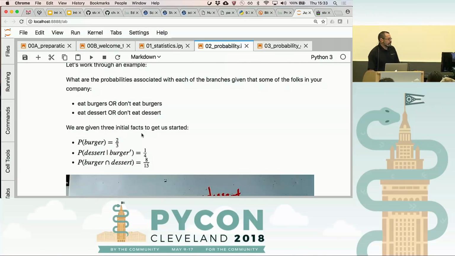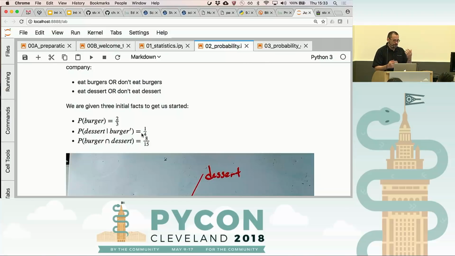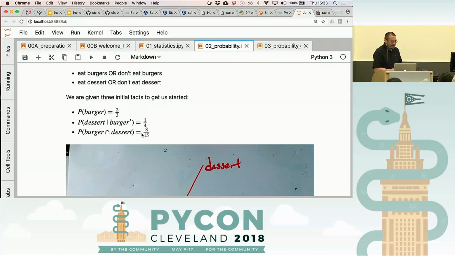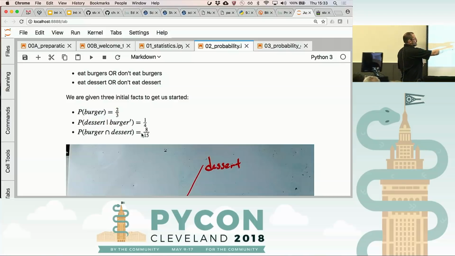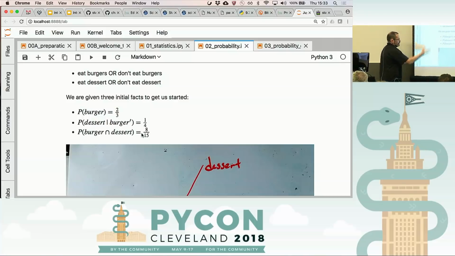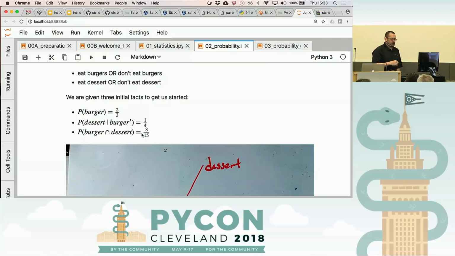I go out with a bunch of my friends at work. Some of them eat burgers, some of them do not. Some eat dessert, some do not. So maybe I want to figure out the probabilities associated with each of the branches, given that some of the folks in the company eat burgers or don't eat burgers, eat desserts, don't eat desserts. And I'm given 3 initial pieces of information. The people who eat burgers, 2 out of every 3 people eat burgers. Given that somebody is not a burger eater and they eat dessert, that happens in 1 out of 4 cases. And given somebody eats burgers and dessert, that happens 8 out of 15 cases.